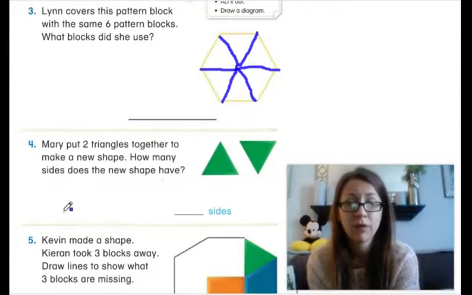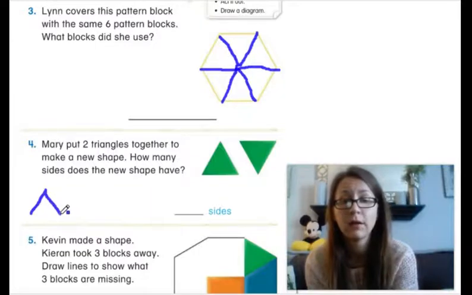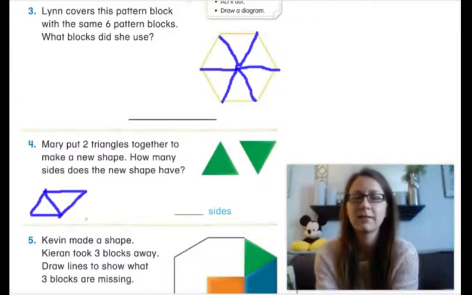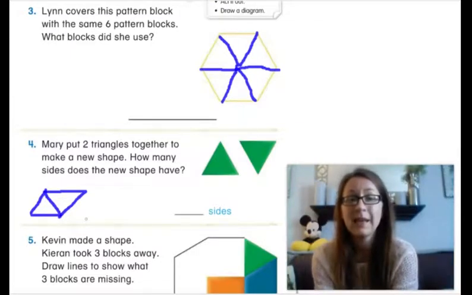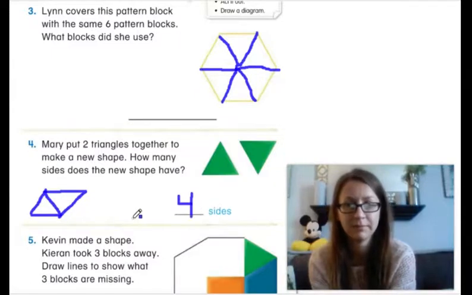So I'm actually going to draw down here these 2 triangles together because they have them separate up here, but we need them together. So here's our triangle that is right side up, and here is our triangle that is upside down, putting them together. So you can see when we put them together, it kind of makes like a parallelogram shape. So we only need the sides that are on the outside. So here we have 1 side, 2, 3, 4. So when we put these 2 triangles together, our shape now has 4 sides.